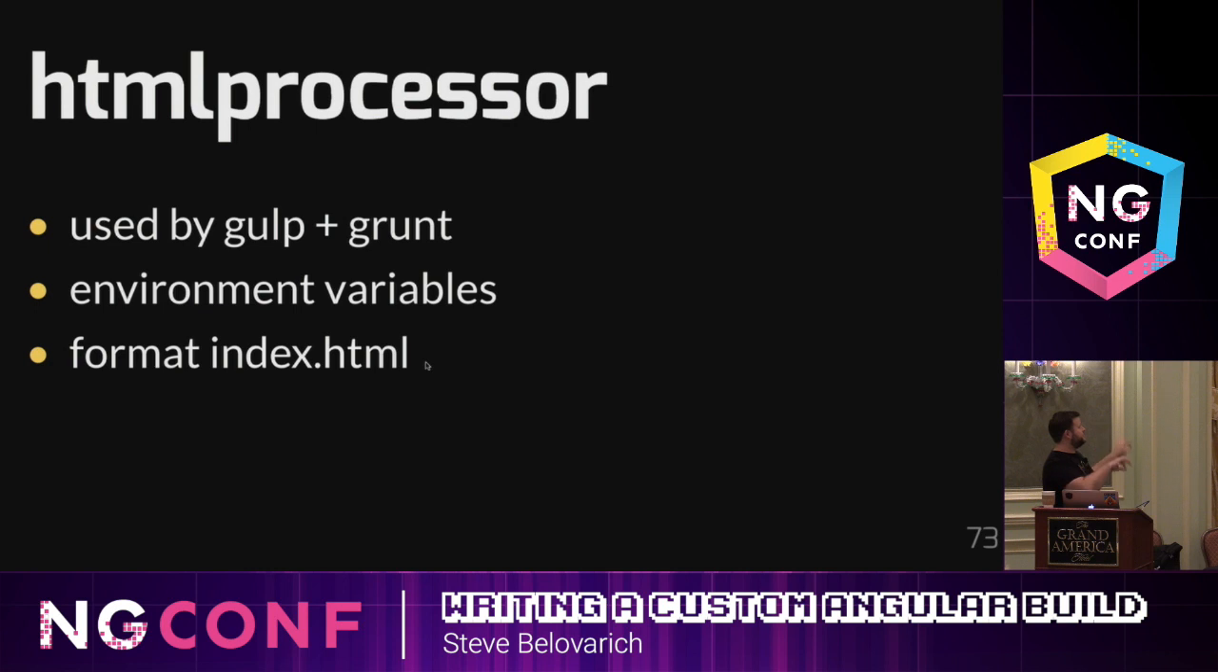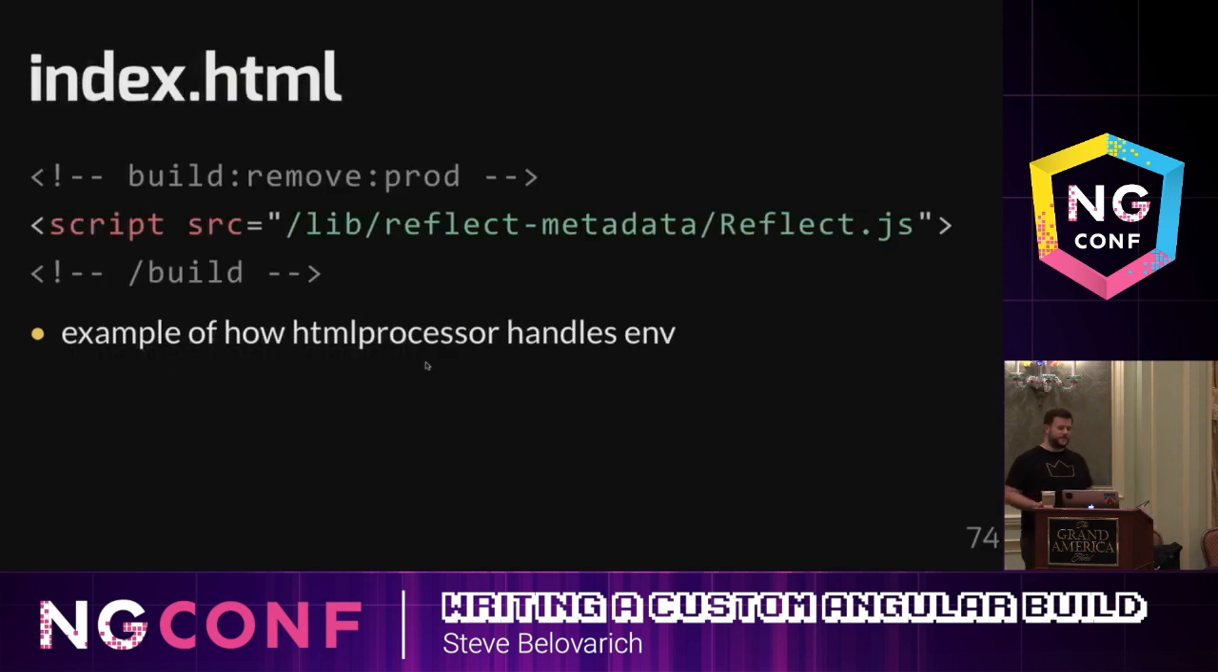So we're going to use this HTML processor module. It's been around for a while. It's what Gulp and Grunt use to format index.htmls. It takes environment variables. So we can do something like this, where we can comment an index.html, and we can comment it with the build, and we can run a command that we want to remove a particular snippet for a particular build inside of our index.js. It's pretty handy for this. It allows us to have one index.html for multiple environments. It's just a way of doing this.